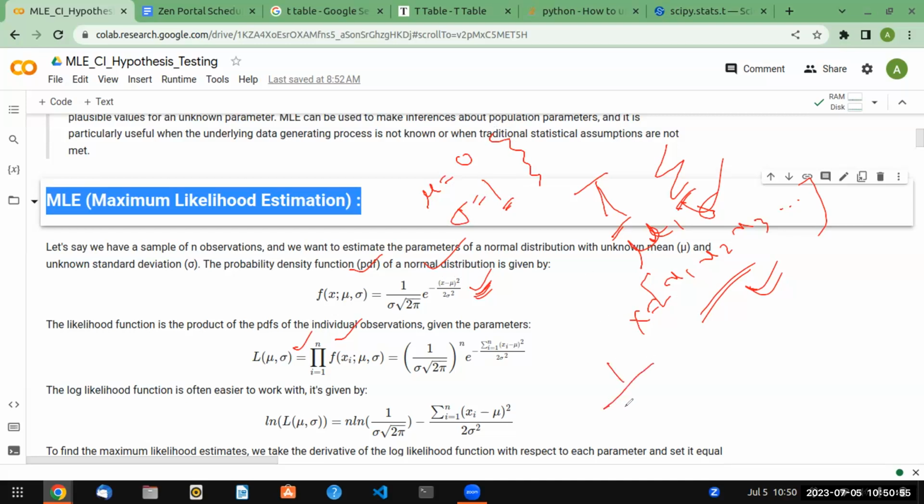1 by sigma root 2 pi, e to the power minus x square divided by 2 sigma square. So that means what? If I put mu equal to 0 and sigma equal to 1, this is my equation, the PDF equation for what? Standard normal distribution.